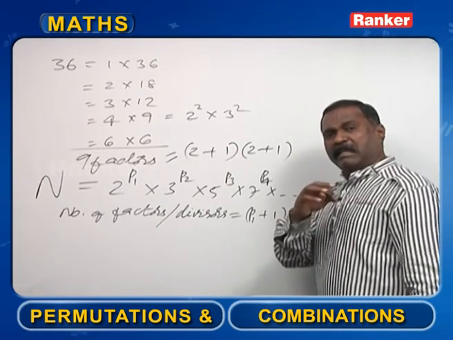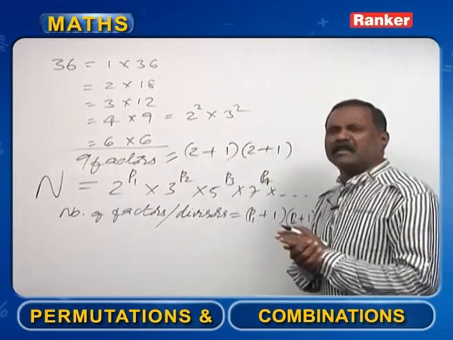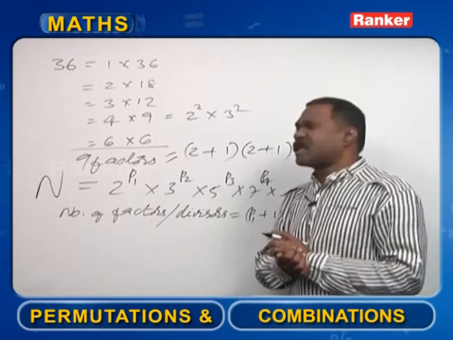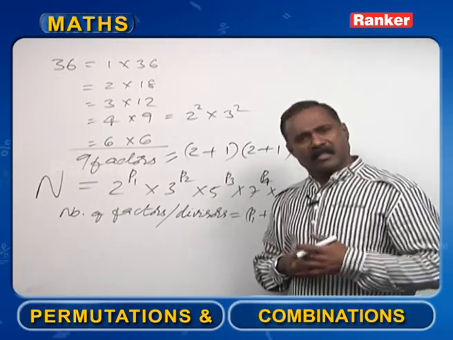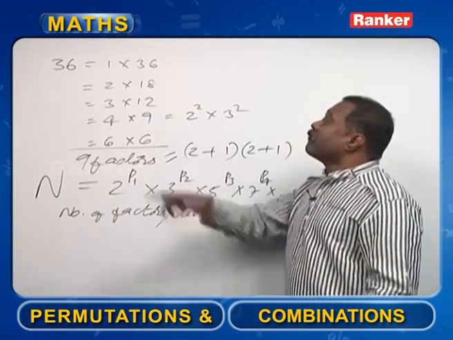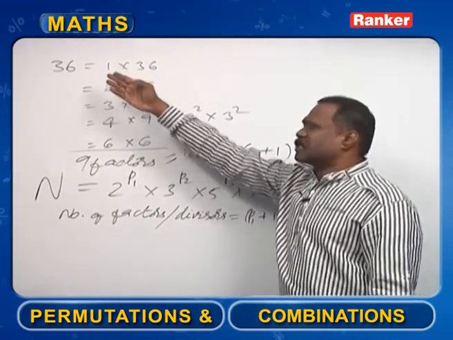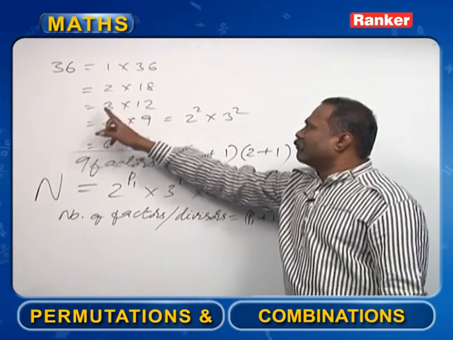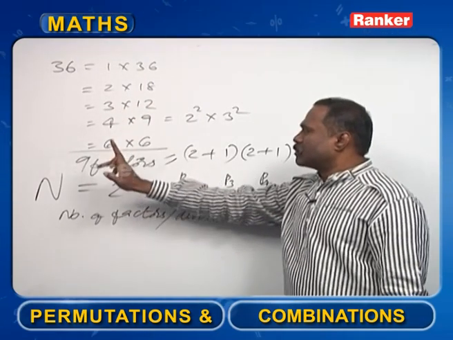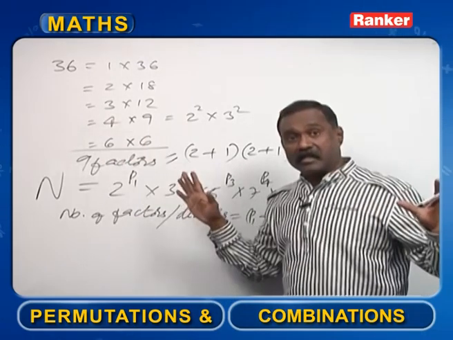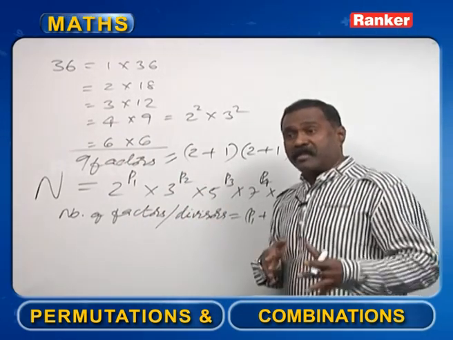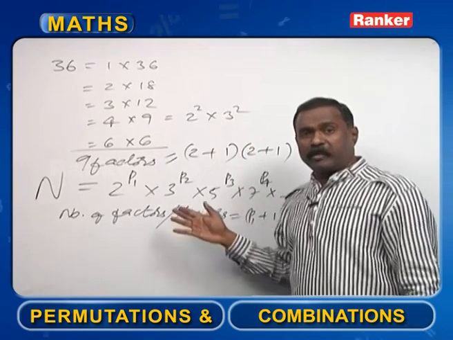Now, if you want even divisors of this one, let me say a simple example. If you want an even divisor, every even divisor is divisible by 2, you know that. So, how many? Let us count it, because it is a simple number. 1, 2, 3, 4, 5, 6. How many even divisors are there? 6 even divisors are there.